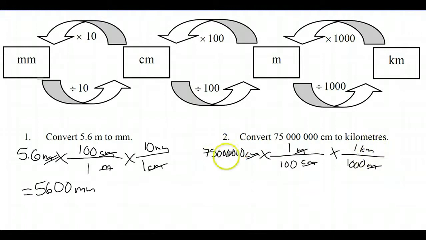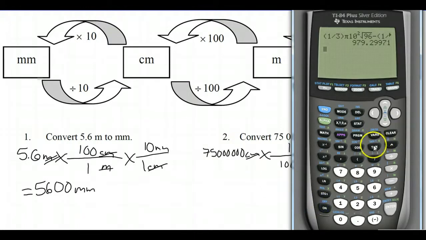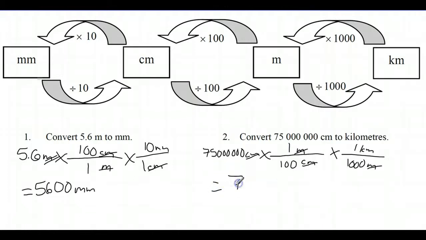And I get 75 million divided by 100. Let's do this. 75 million, divided by 100, enter, divided by 1,000, enter, 750. So that's equal to 750 kilometers, right? Kilometers, that's the unit that we have left up top.